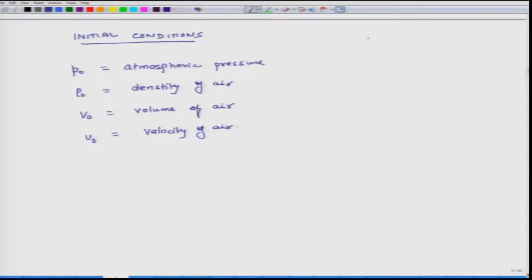And at standard temperature and pressure conditions, we will note that P naught is 1.013 times 10 to the power of 5 pascals, and rho naught, which is the density, is 1.18 kilograms per cubic meter. So, this is the initial condition.